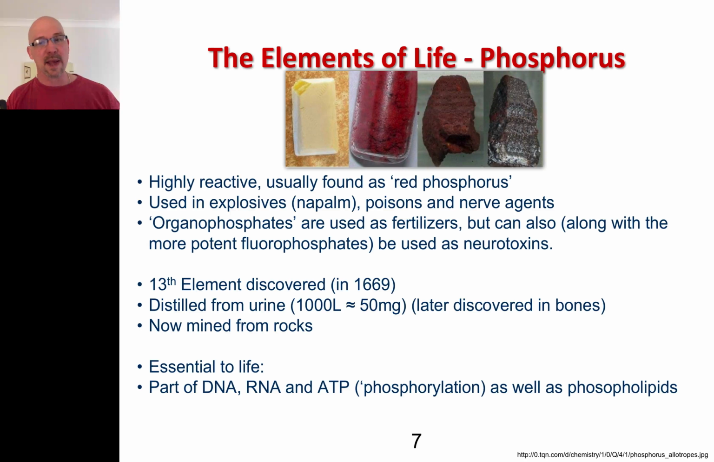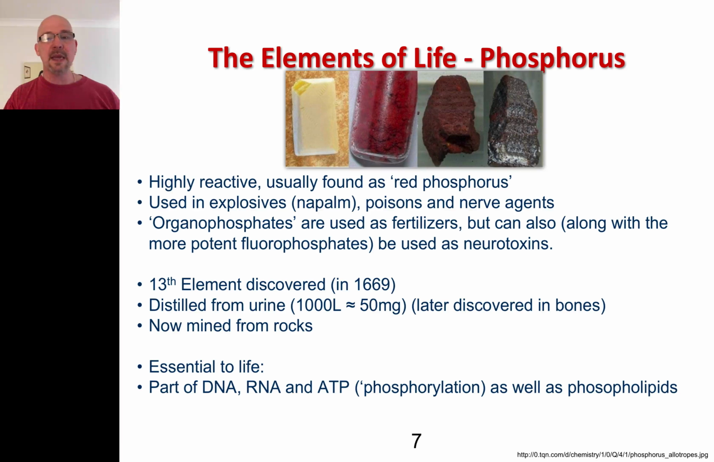Later on, we figured out a way to get it out of bones, and now we mostly get it out of rocks. So when we use phosphorus industrially, that's where we get it from. But in our bodies, we don't go eating rocks or eating other people's bones. Well, sometimes we do: bone broth.